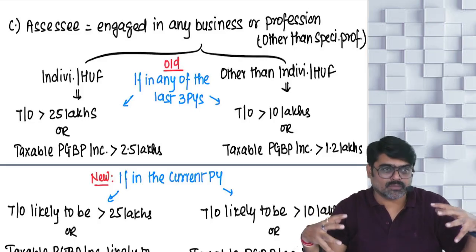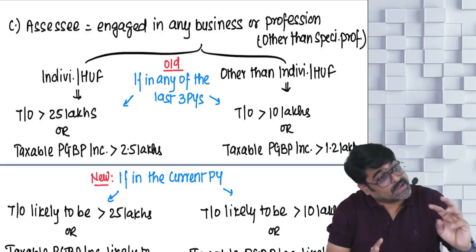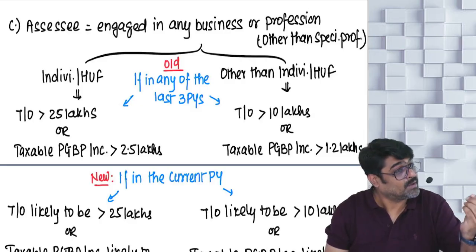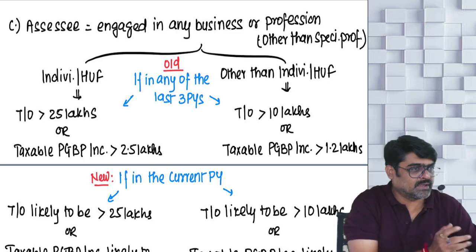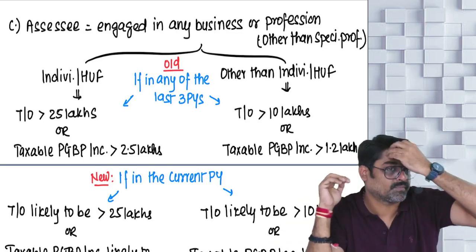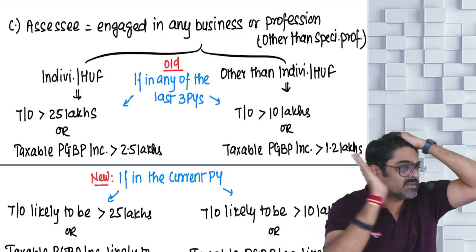Both the conditions are to be satisfied? No, no. Any one satisfied. Any one. And for any of the years, it is satisfied. So for the last 3 years, you are going to check turnover, and also check taxable PGBP income.